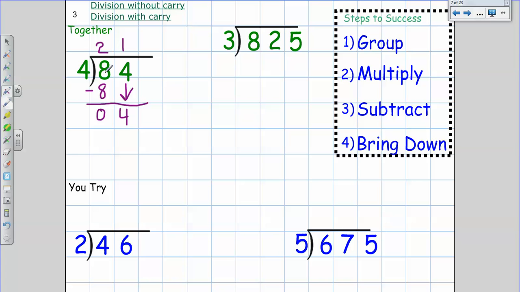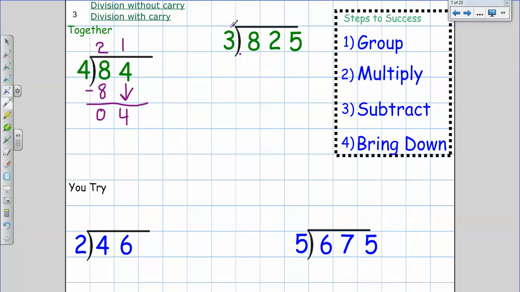So if I think Mrs. Hook had $84 and she's going to split that up between 4 friends, each friend gets $21. Great, let's try another one together. Now this time my numbers are a little bit bigger. So I have 825 divided by 3.